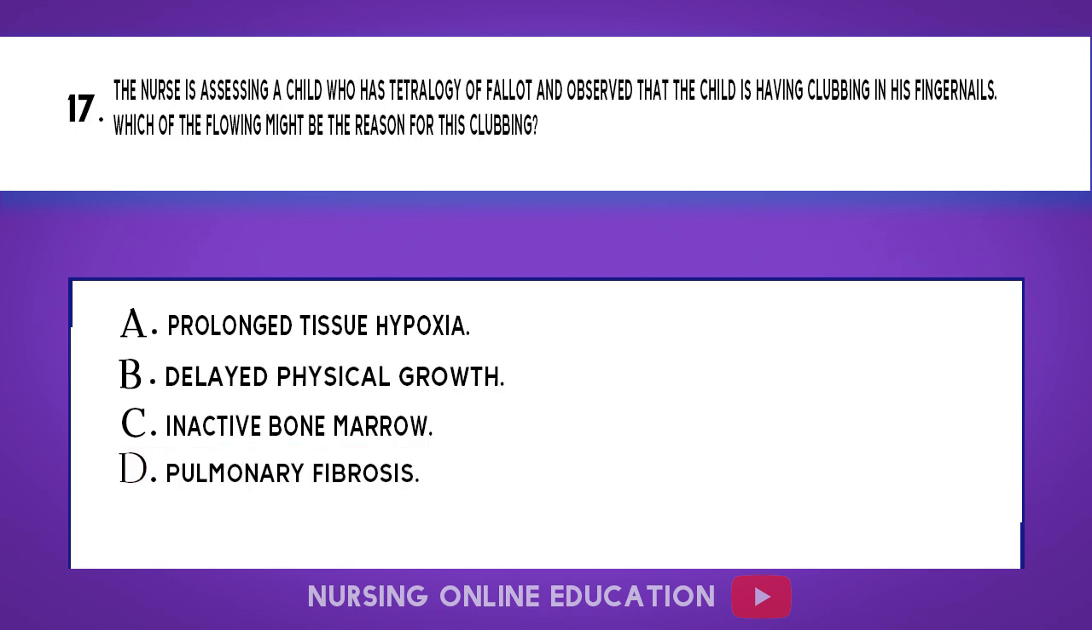17. The nurse is assessing a child who has tetralogy of Fallot and observes that the child is having clubbing in his fingernails. Which of the following might be the reason for this clubbing? A. Prolonged tissue hypoxia, B. Delayed physical growth, C. Inactive bone marrow, D. Pulmonary fibrosis. The answer is option A, prolonged tissue hypoxia.